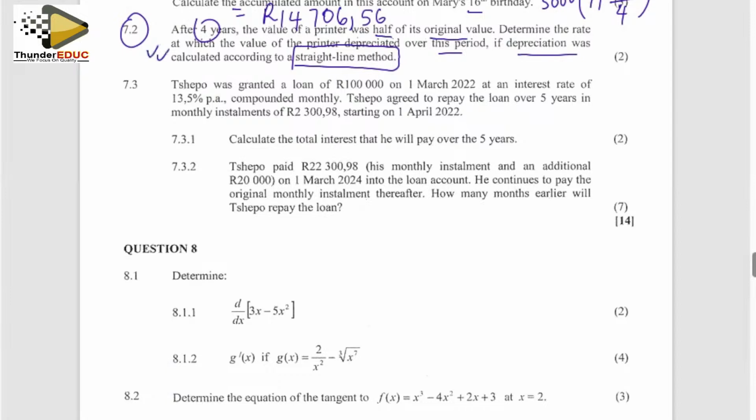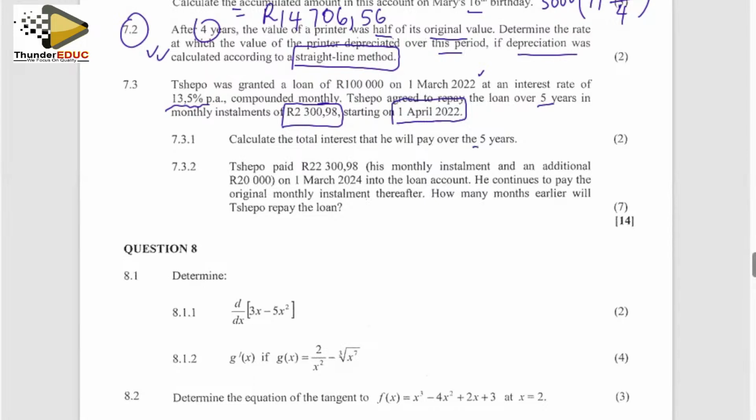All right, so that is 7.2 for 2 marks. 7.3, Tepo was granted a loan of 100,000 on the 1st of March 2022 at an interest rate of 13.5% per annum compounded monthly. Tepo agreed to repay the loan over 5 years in monthly installments of this much, starting from the 1st of April. Calculate the total interest that he will pay over the 5 years.